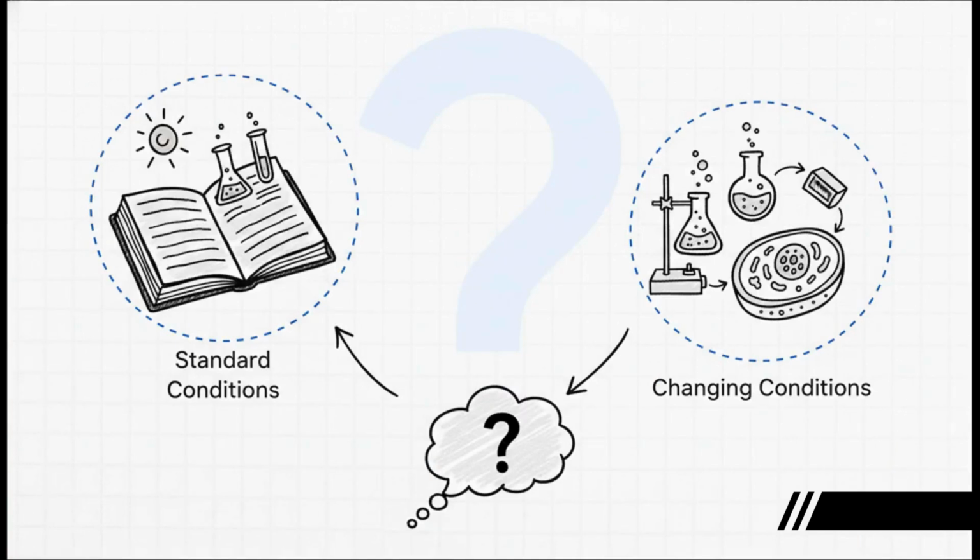I mean, that's the real question, isn't it? Textbooks have to simplify things with standard conditions. But think about it. In a real lab or a car battery or even inside our own bodies, conditions are always changing. So how on earth do we predict what's going to happen then? Well, that's the big problem we're here to solve today.